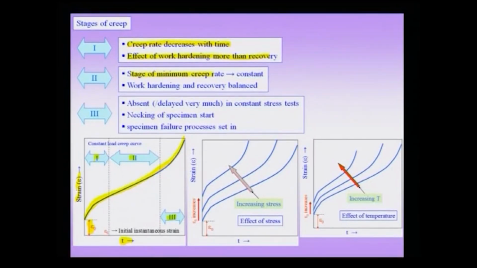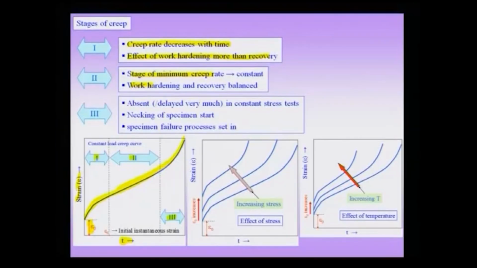In region 2, this is called the region of minimum creep rate, and typically you can consider that as a constant rate of creep, because you can think of this as a linear portion in the curve. That means that here the work hardening and recovery are approximately balanced. Whatever strength you are gaining by work hardening is lost by the recovery processes, and therefore you have a constant creep rate.